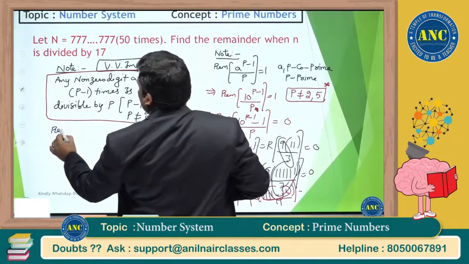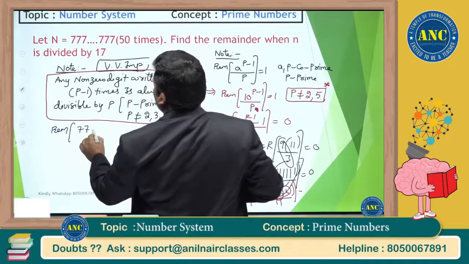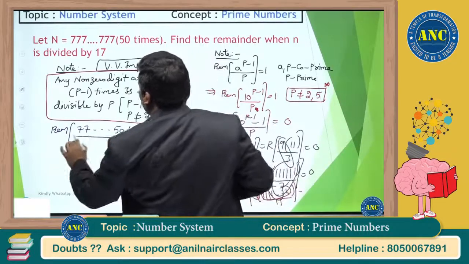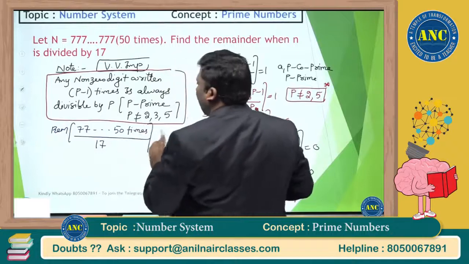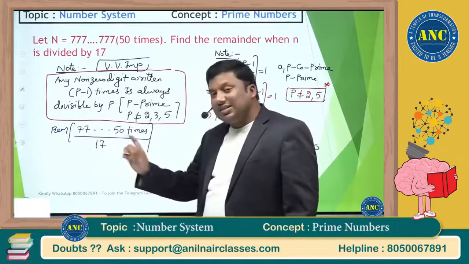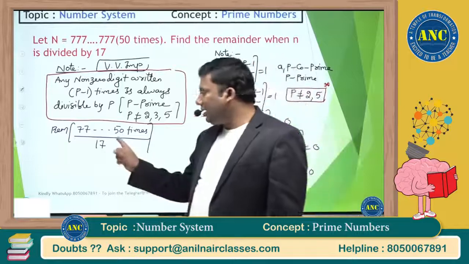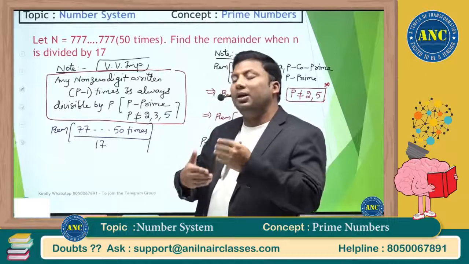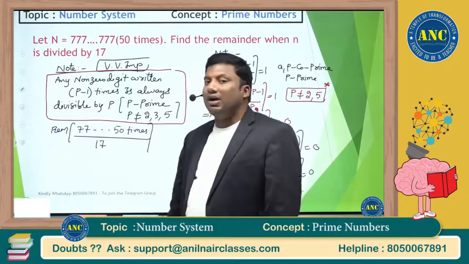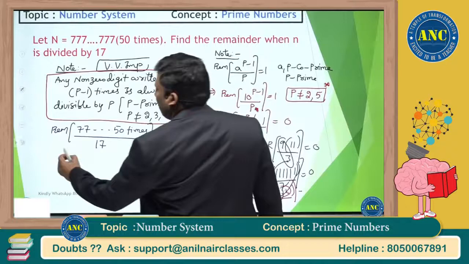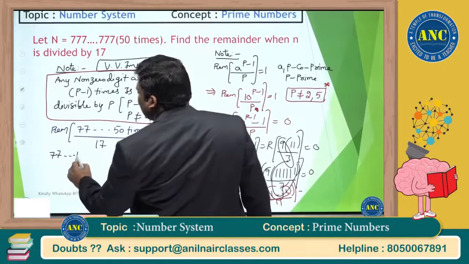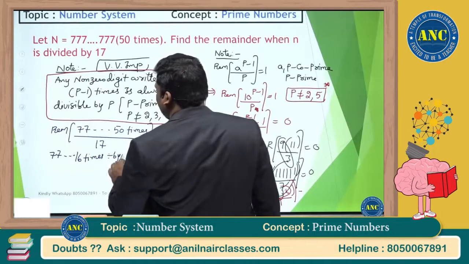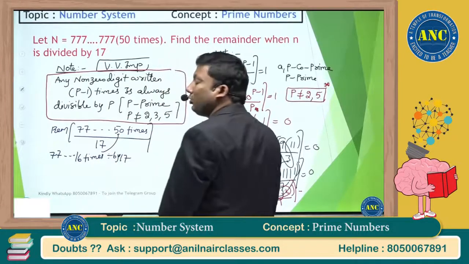Now see here. Question is 7777 and so on, written 50 times, divided by 17. Easily you can solve. Read the note. Is the denominator a prime number? Definitely yes. If the denominator is a prime number, the numerator should be repeated p minus 1 times. 17 minus 1, 16 times. That means if 7 is written 16 times, it is perfectly divisible by 17. How many 16s will go up to 50?